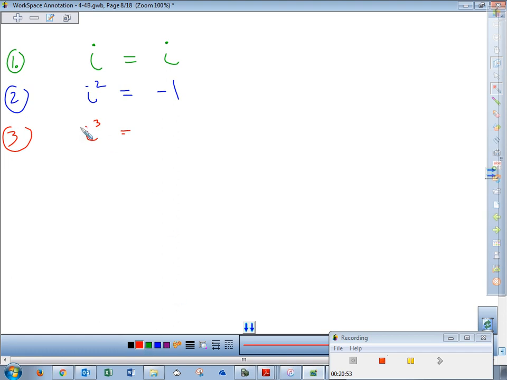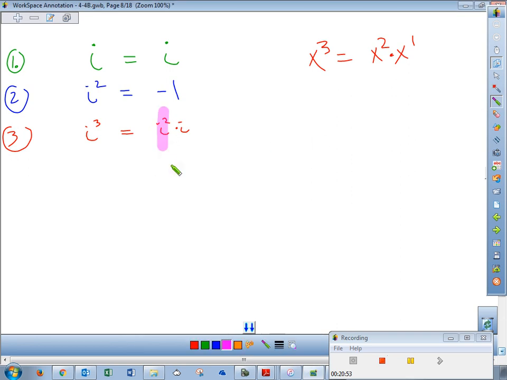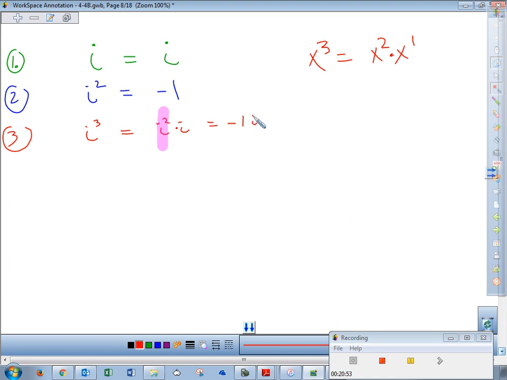Would you feel that i cubed is the same thing as i squared times i? Is x cubed the same thing as x squared times x? Remember when you add your exponents together? Like x to the second times x to the first is x to the third. i to the second times i to the first is i to the third, correct? Cool. Anybody know how much i squared is? So would you also agree that this is really the same thing as negative 1 times i, correct?